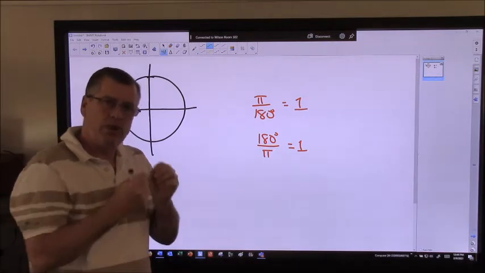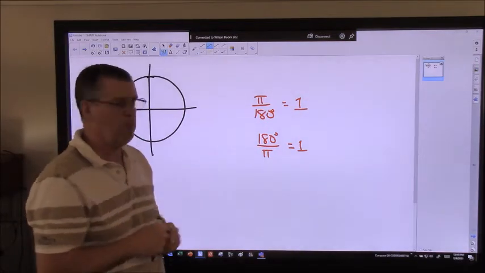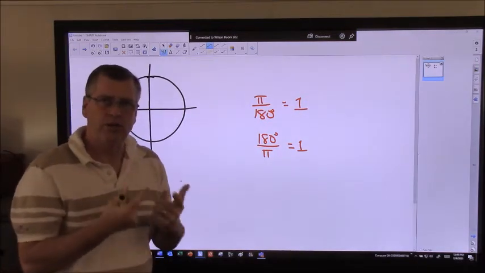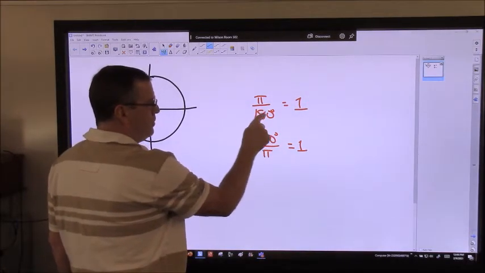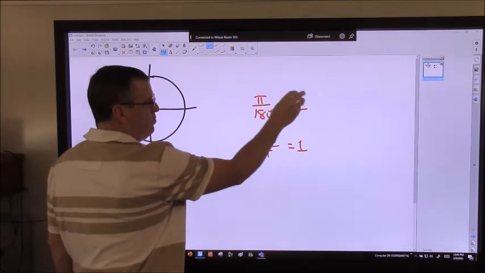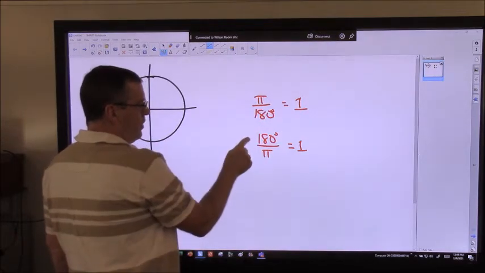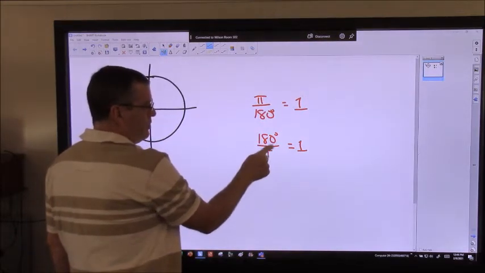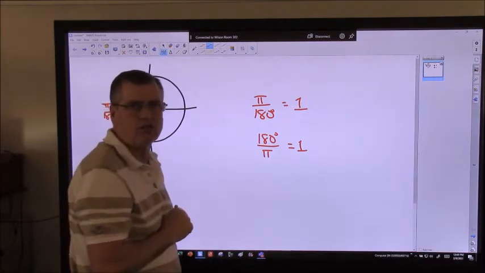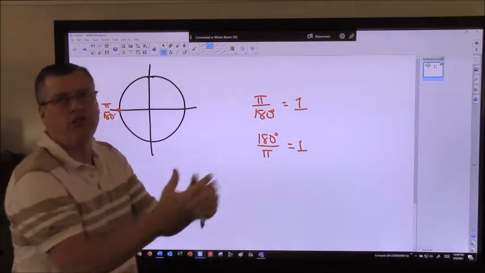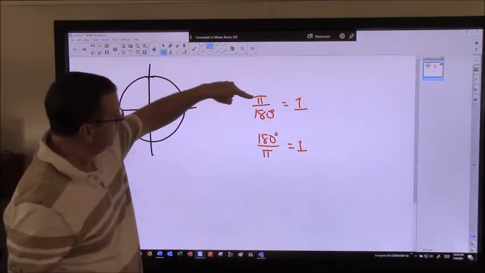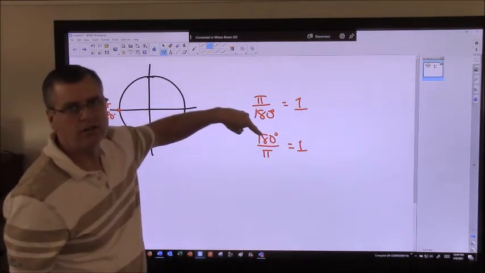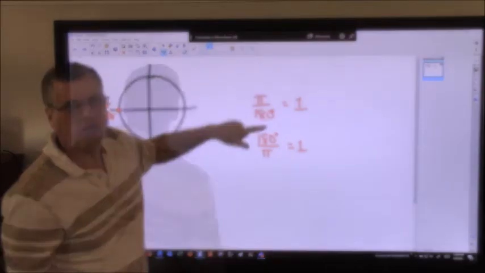Okay? And when I'm trying to choose which fraction I'm going to multiply by, what it really depends on is, do I want the degree symbol to cancel, so I'm getting an answer in radians, or do I want the radians to cancel, so I'm getting an answer in degrees? What am I trying to convert to? Okay, whatever I want to convert to, I want that to be in the numerator. All right, let's do an example.